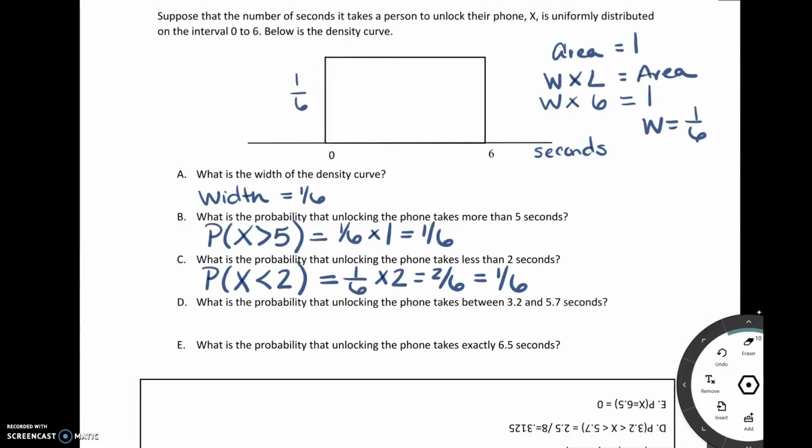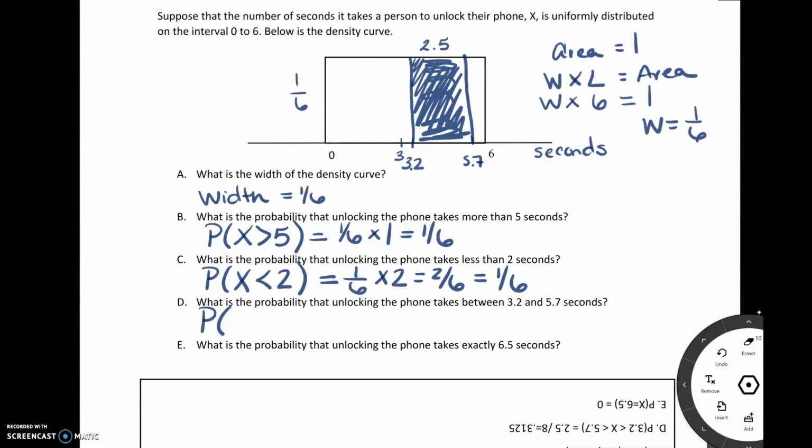Right? So the next question says, what is the probability that unlocking the phone takes between 3.2 and 5.7 seconds? So I'm going to come down here. Again, the midpoint occurs at about 3. So we'll say 3.2 is here and 5.7 is here. So to find that probability, I'm looking at the area of this box. So again, the width is 1/6. But now the length of this box runs from 3.2 to 5.7, so that is 2.5.